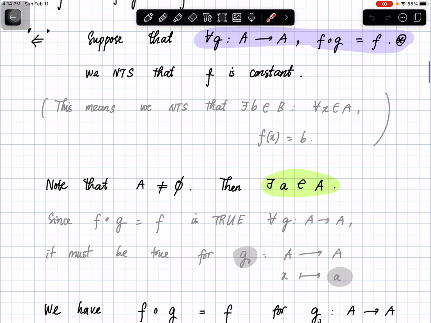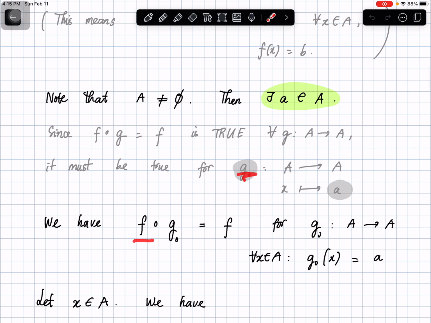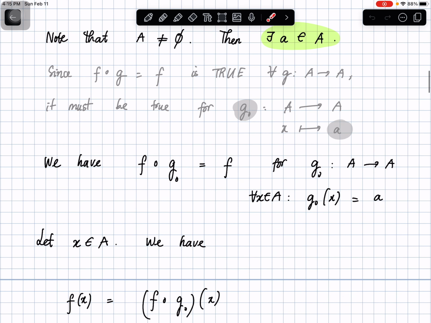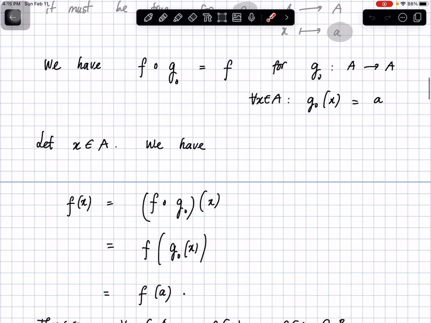Okay, we know that the hypothesis f dot g equals f is true for all g from A to A. This must be true for g naught. So we have f dot g naught equals f, where g naught is a function from A to A that sends any point of A to small a. Okay, so now what do we need to do? We need to show that f is constant. So here's how we show it.